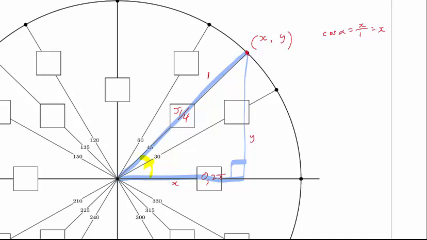And so what about sine? What about sine of alpha? Well, that's y divided by the hypotenuse, and the hypotenuse is 1, right? So put that 1 under there. And so sine of alpha for any angle, not just the one we're looking at, is going to be y. And so all we have to do is say, okay, well, what is x? Well, x equals cosine alpha. What is y? Well, y equals sine alpha.